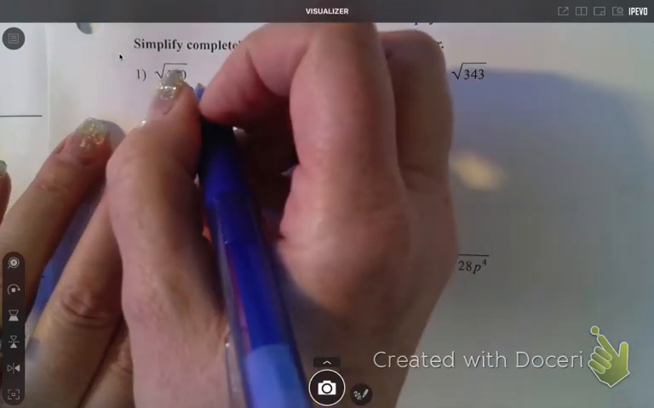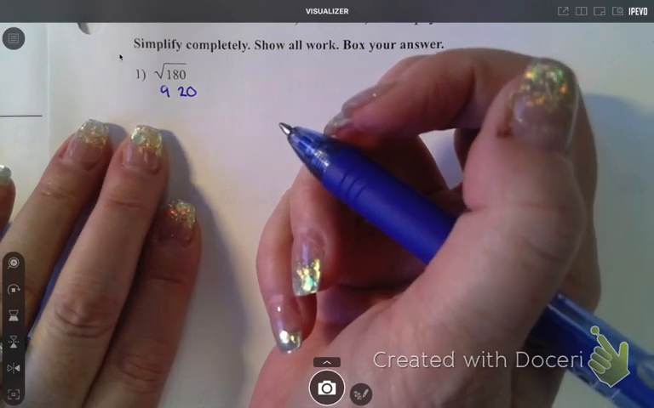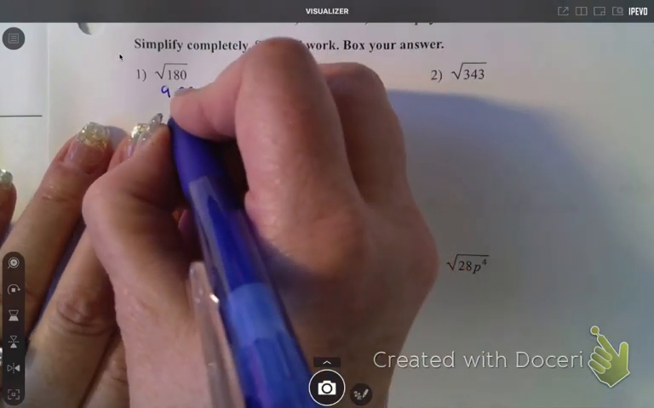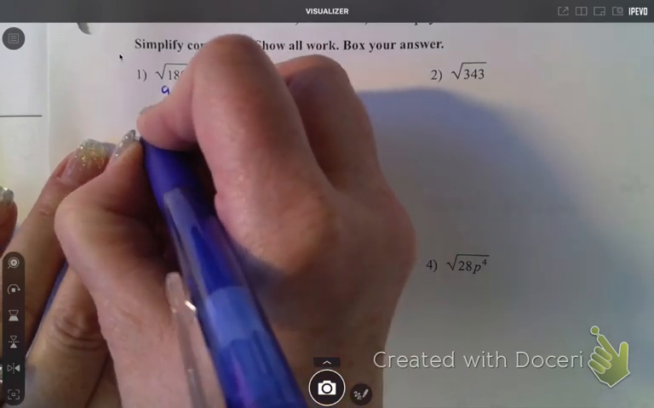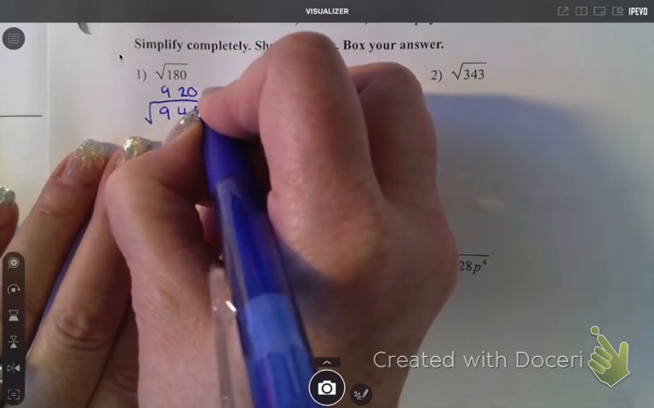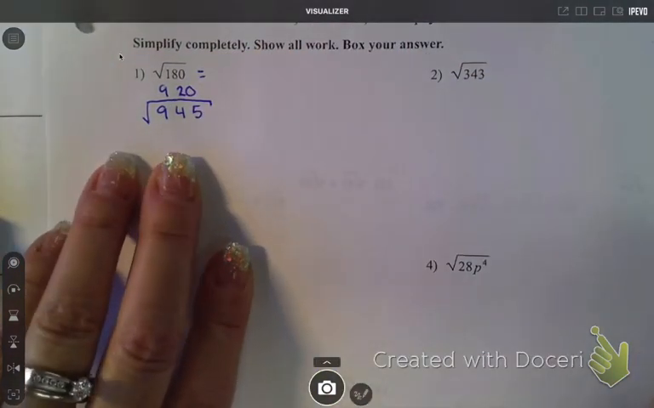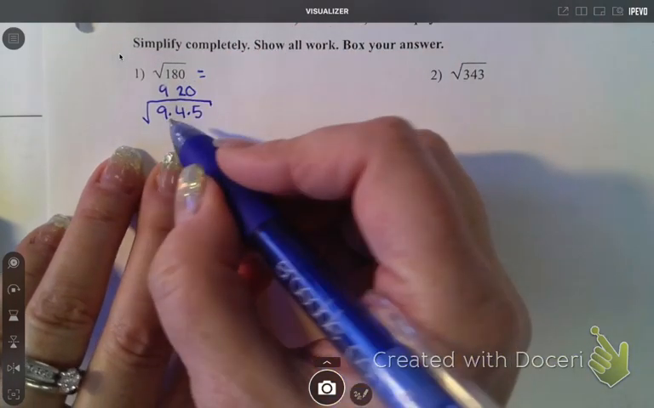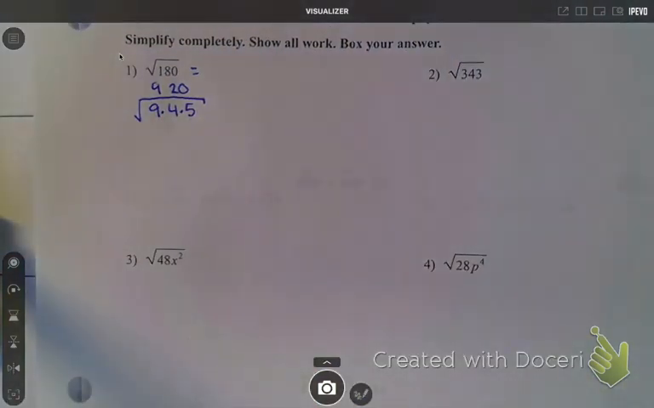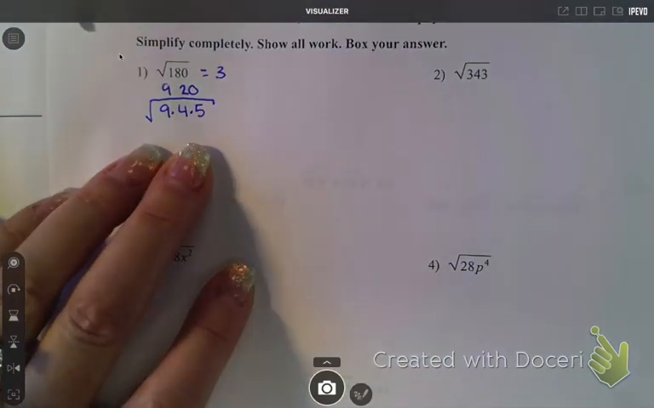Is there a perfect square in 20? No. 4. I have 4 and 5, don't I? So I have the square root of all of these, correct? I can do pairs or square roots, right? What is the square root of 9? 3. So I can bring out a 3. When I say bring out, I took the square root of it, right?